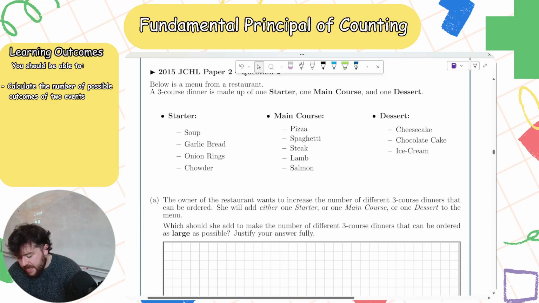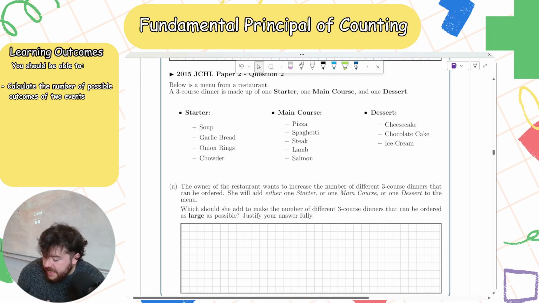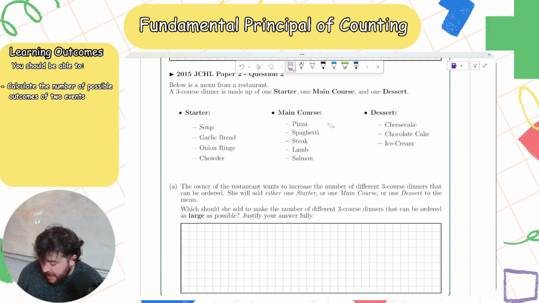And finally, 2015. Below is a menu from a restaurant. A 3-course dinner is made up of 1 starter, 1 main, and 1 dessert. So we have 4 starters here, 5 mains, and 3 desserts. The owner of the restaurant wants to increase the number of different 3-course dinners that can be ordered. She will add either 1 starter, 1 main, or 1 dessert. Which should she add to make the number of different 3-course dinners as large as possible?